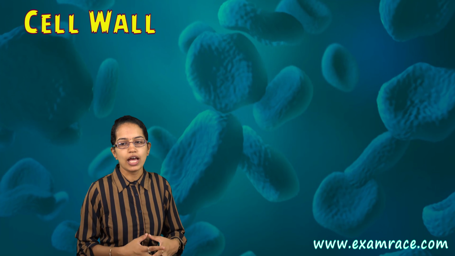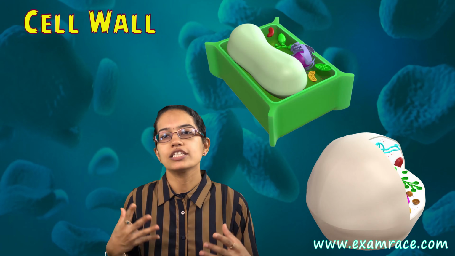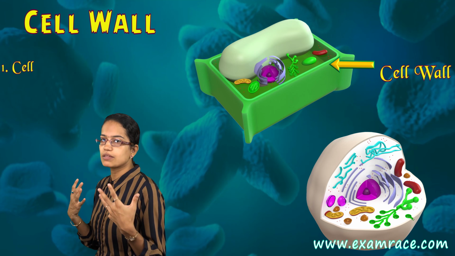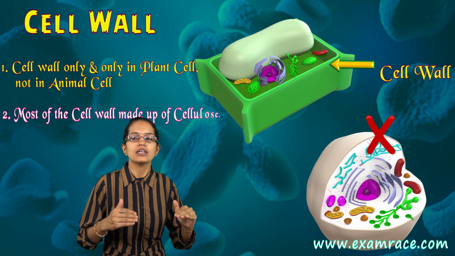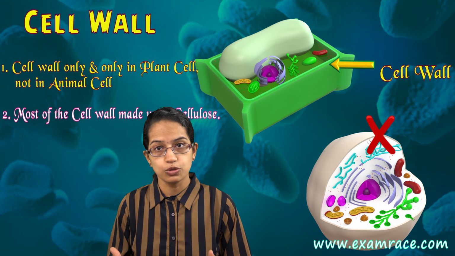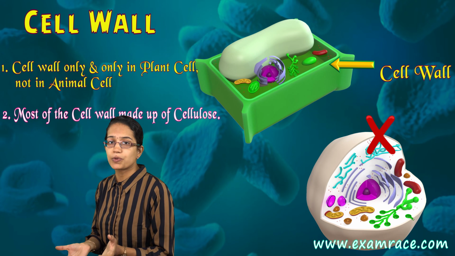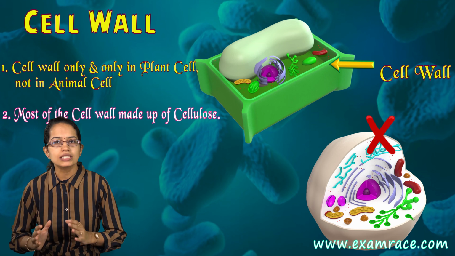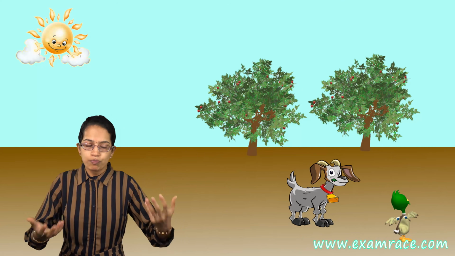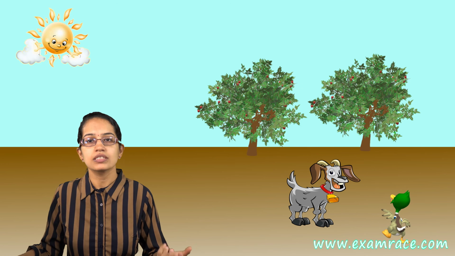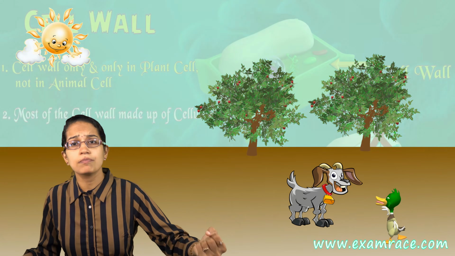Coming on to the cell wall, as I already said, the cell wall is seen only and only in plant cells, not in animal cells, the very first rule. The second rule is that most of the cell wall is made up of cellulose and it provides structural support. Why is this support needed? This support is needed specifically because plants do not move like animals. So to withstand extreme temperature conditions, extreme moisture conditions, and precipitation, the plant has a cell wall to protect it.